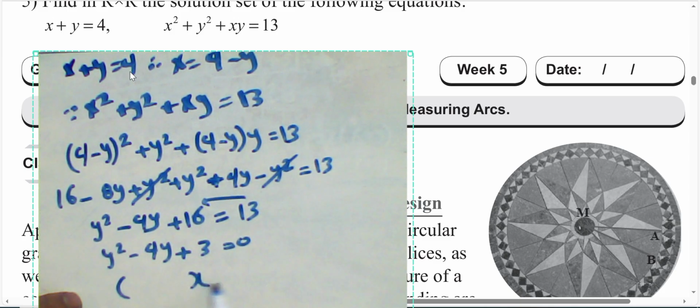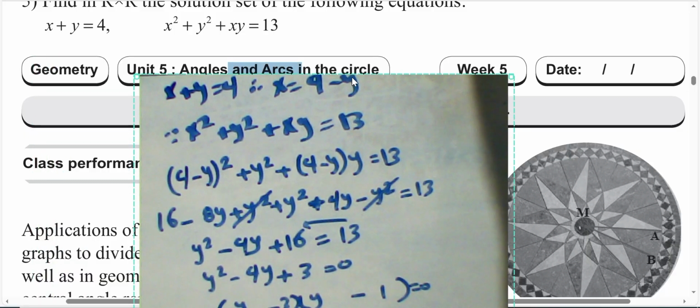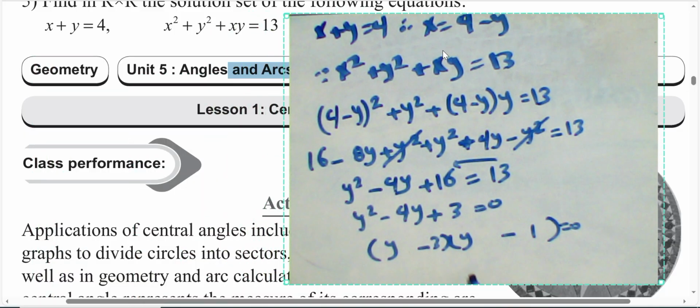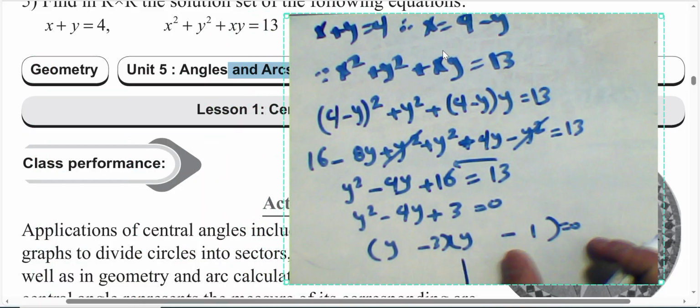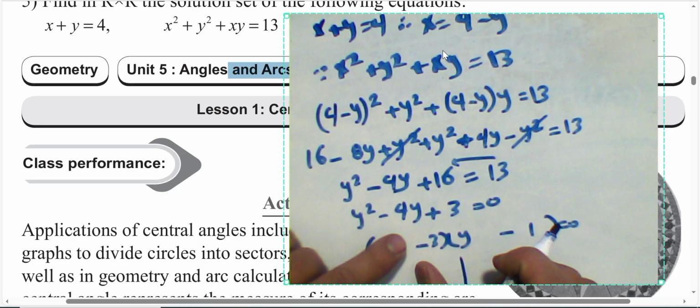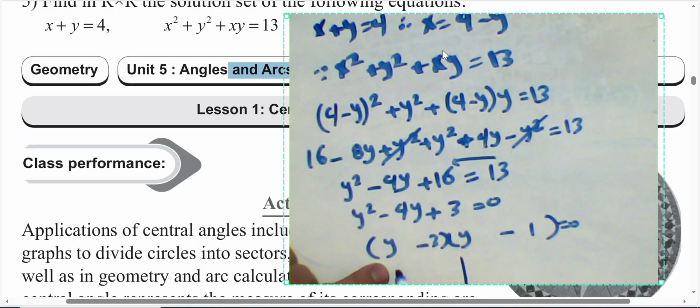Then we can factorize the expression. y times y equal y power 2. 1 times 3 equal 3. Negative times negative is positive, and the summation will be negative 4. We can find the values now. We set the two factors equal 0. The first will be 0 if y equal 3, and the second when y equal 1.